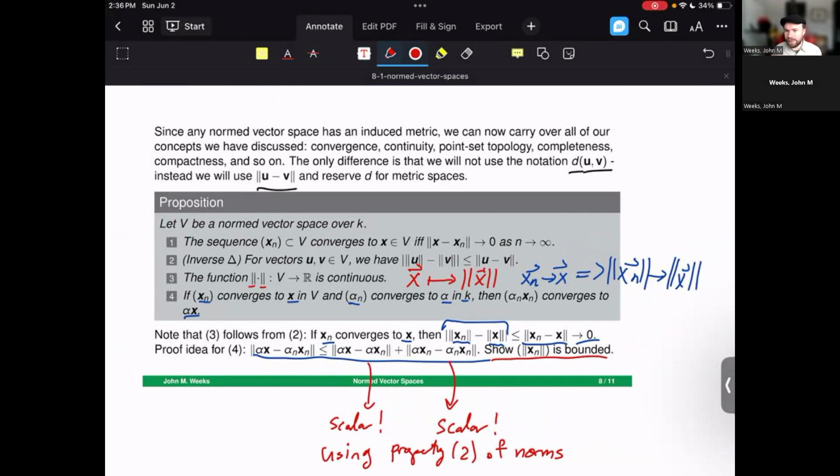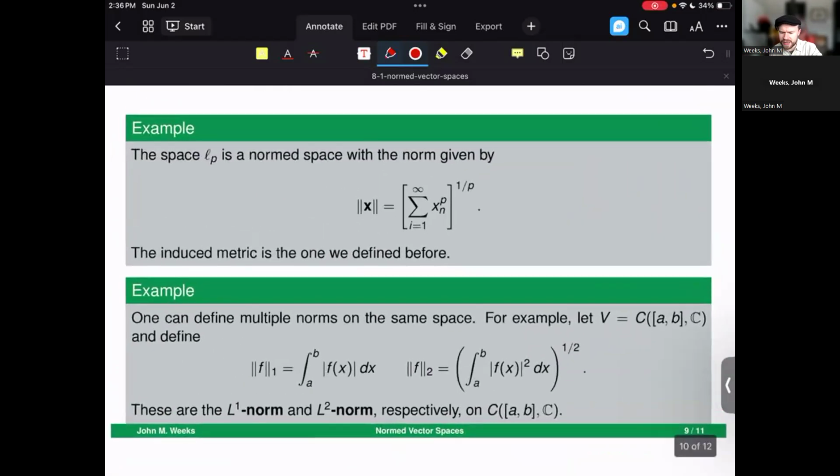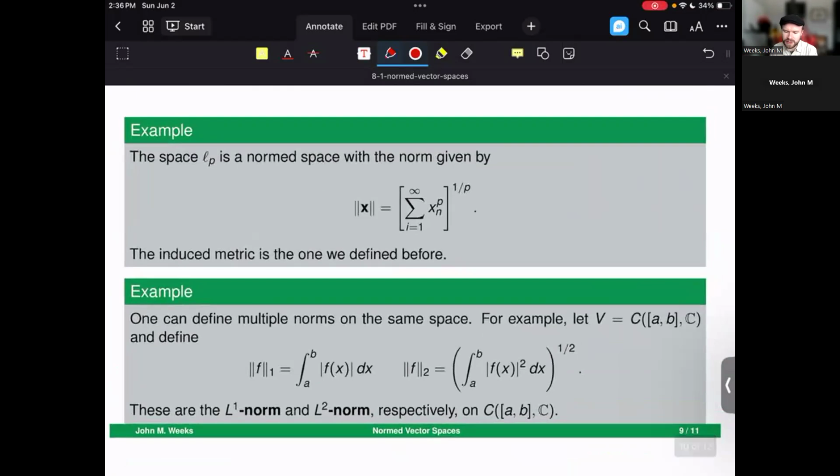In particular, 3 and 4 end up being a little bit newer to us, in that we can actually use norms as continuous functions, taking us from a vector space to the real numbers. So some neat stuff going on here. Here are some more examples. We've had a few of these already in looking at what these things are, but we haven't actually talked a lot about them.